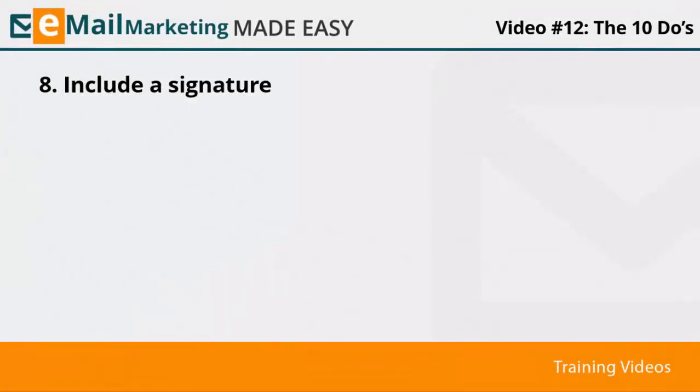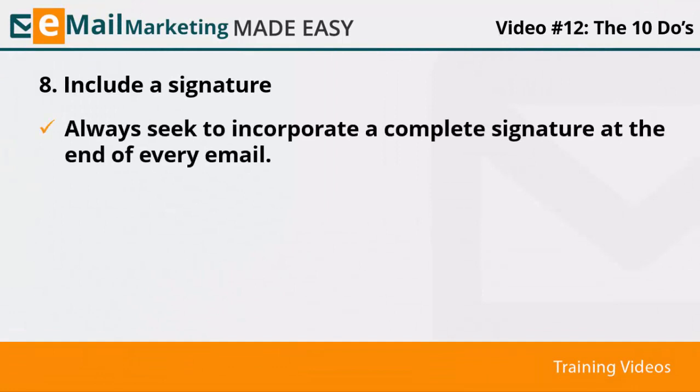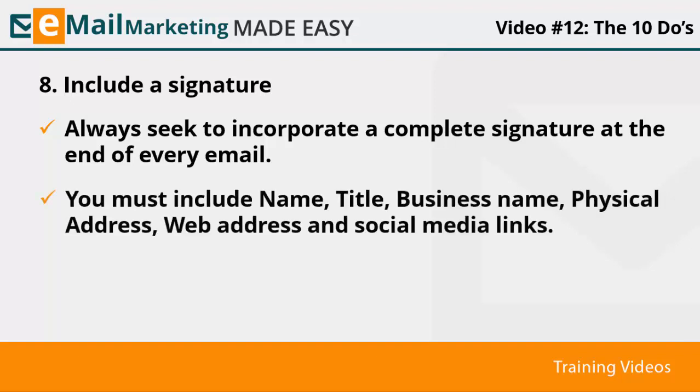8. Include a signature. Always seek to incorporate a complete signature at the end of every email to increase the opportunity of further communication. You can take advantage of the power of the signature in your email marketing campaign to improve the company's reputation. You must also include name, title, business name, physical address, web address, and social media links.